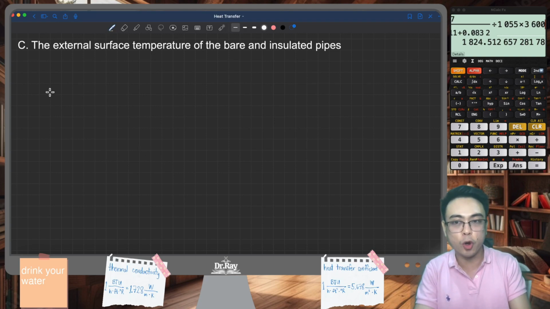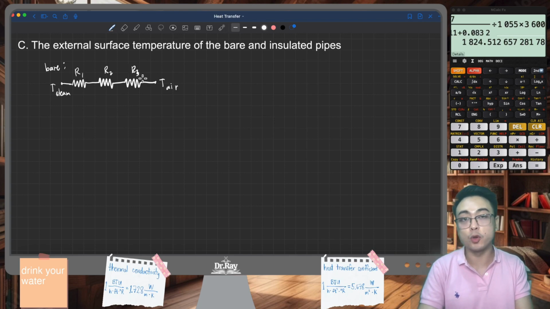So let me again draw the equivalent resistance diagram for a bare pipe. So this is for the bare pipe. We only have three resistances, right? This is the temperature of steam. This is the temperature of air. And we have the three resistances. R1 and R3 are due to convection. R2 is due to conduction.